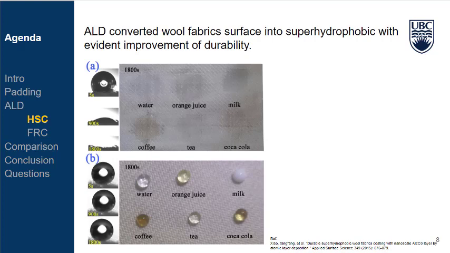Liquids in our daily life were involved in this test, such as orange juice, milk, coffee, tea, and Coca-Cola, as seen in the figure. They all exhibited similar improvement in superhydrophobic properties after aluminum oxide coating by atomic layer deposition was introduced.